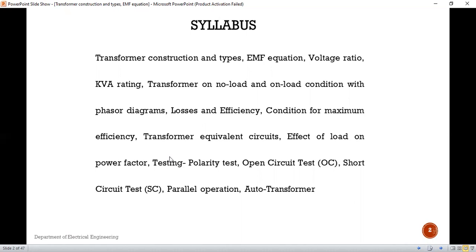And then the last point is the auto transformer. What is the definition of an auto transformer? Why is it called an auto transformer?